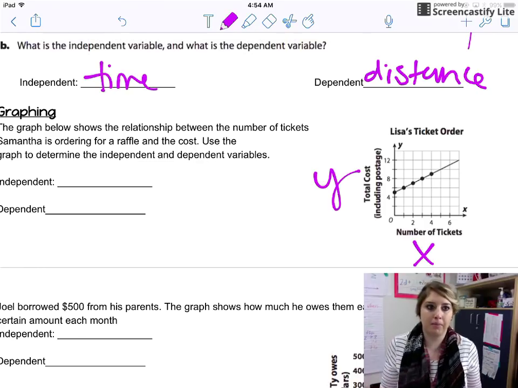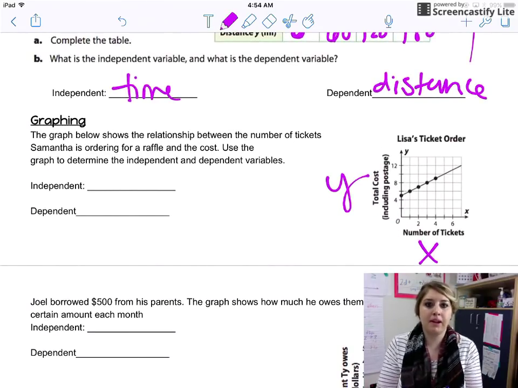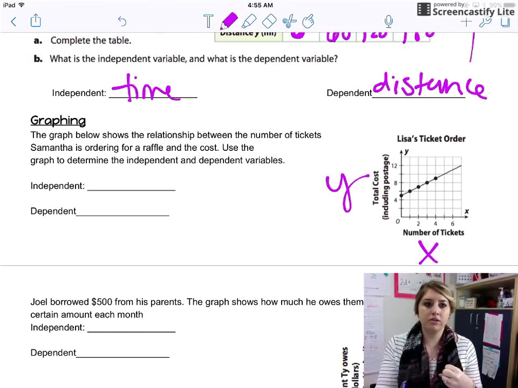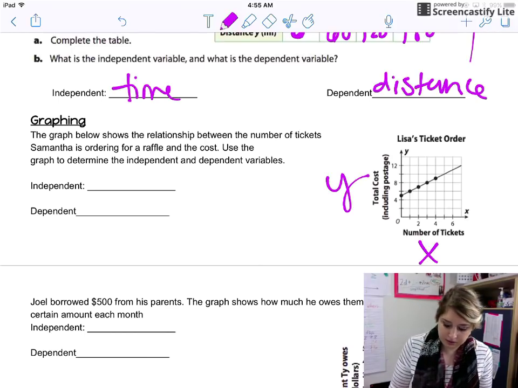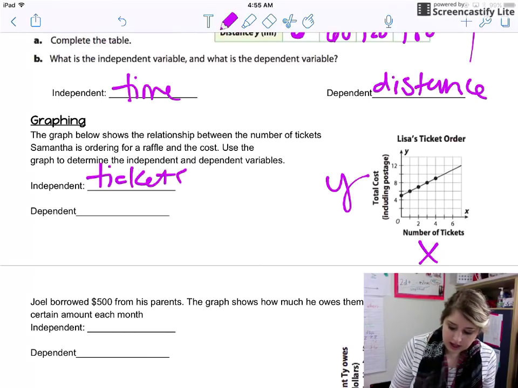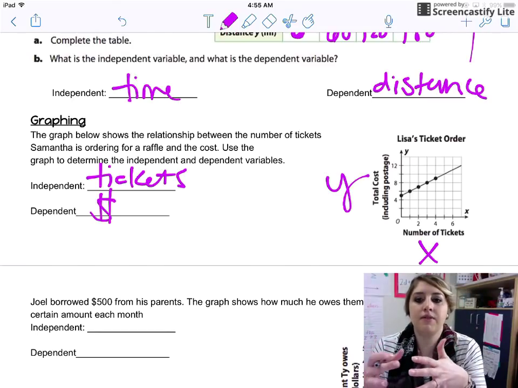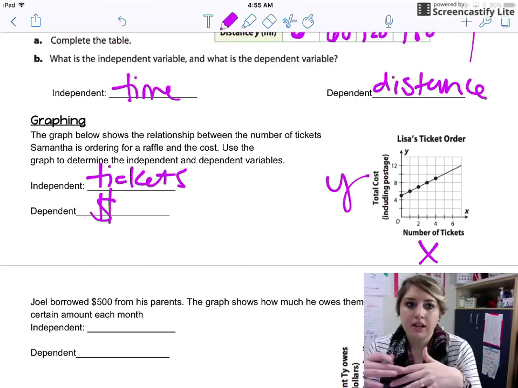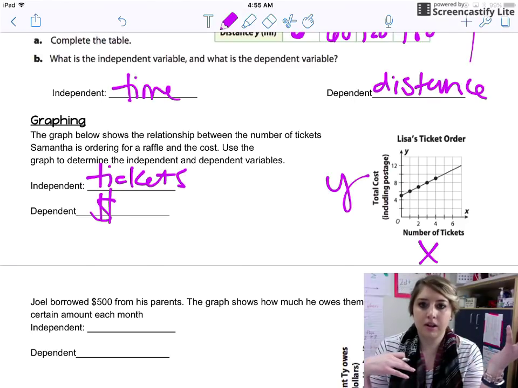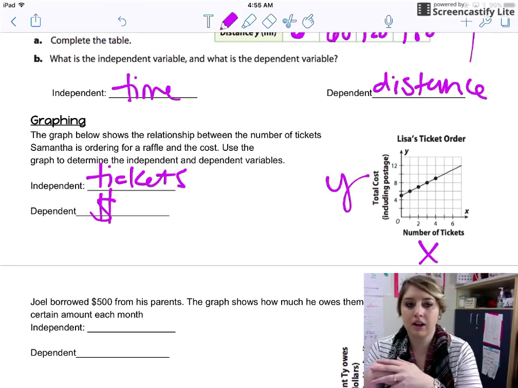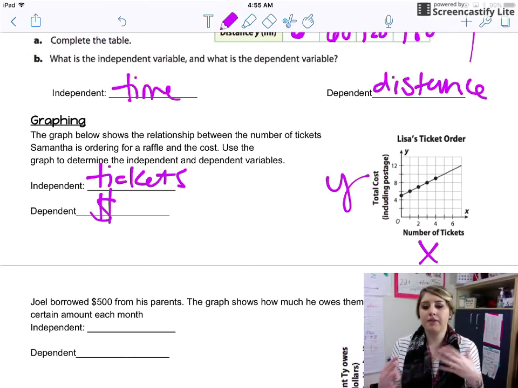But in this problem, it said Samantha, but then it has Lisa. Samantha's ordering raffle tickets, and then here are her ticket orders. So our independent is our x, which are our tickets, and our dependent is the total cost, which makes sense because if you sell more tickets, it's going to cost more. If you sell fewer tickets, it's not going to cost as much. So we have our independent and our dependent, our x and our y.